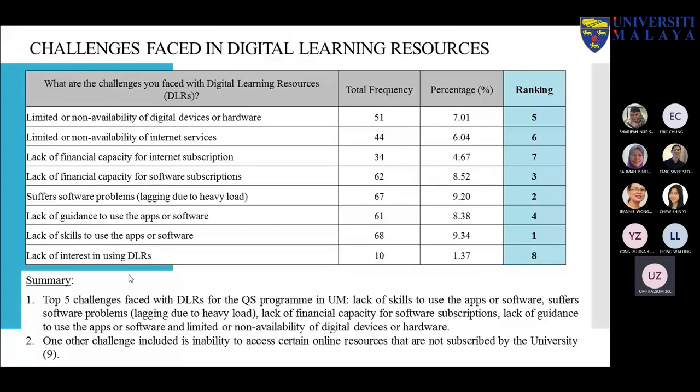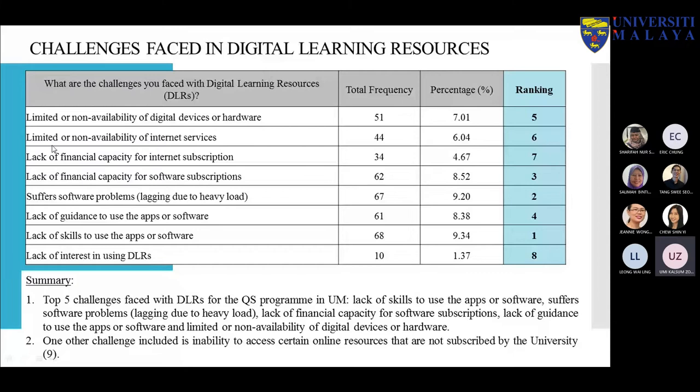However, this is the question that was asked to the students. And if you see here, the lack of skills to use the apps or software is ranked number one. It is followed by software problems, such as lagging due to heavy load, and lack of financial capacity for software subscriptions. Then followed by the lack of guidance to use the apps or software, and limited or non-availability of digital devices or hardware, and then limited or non-availability of internet services.